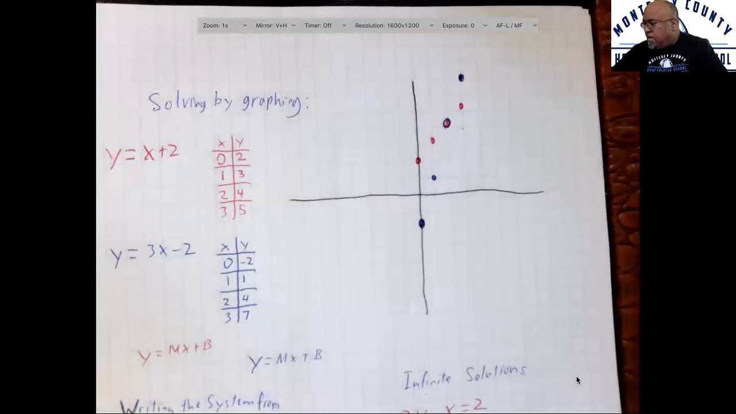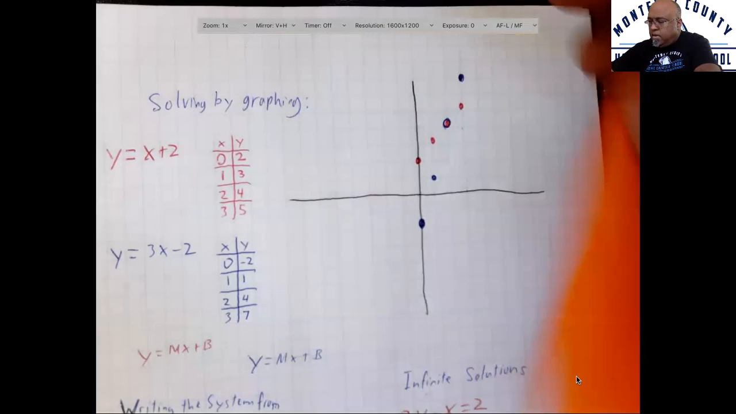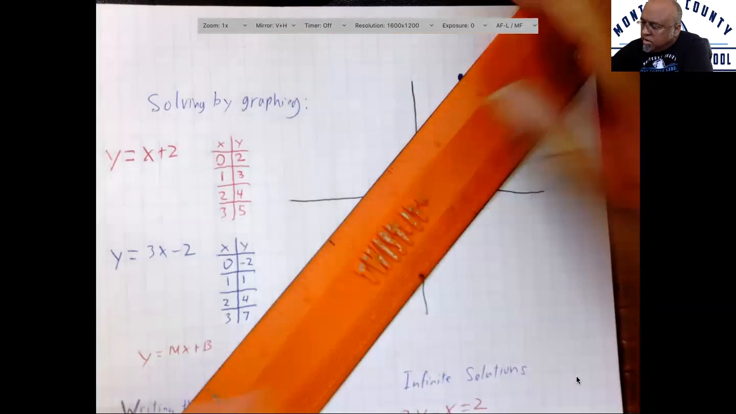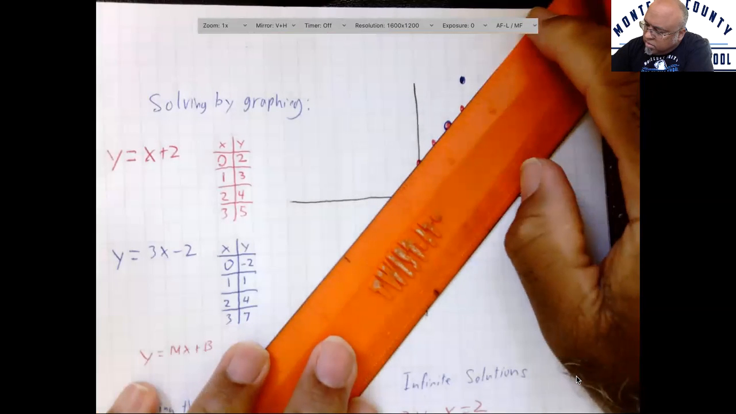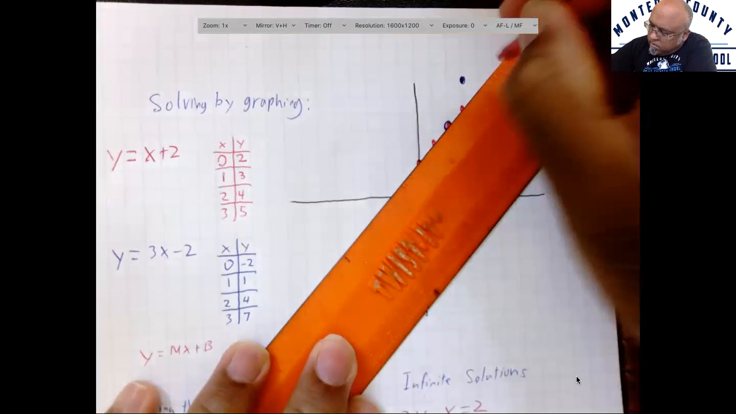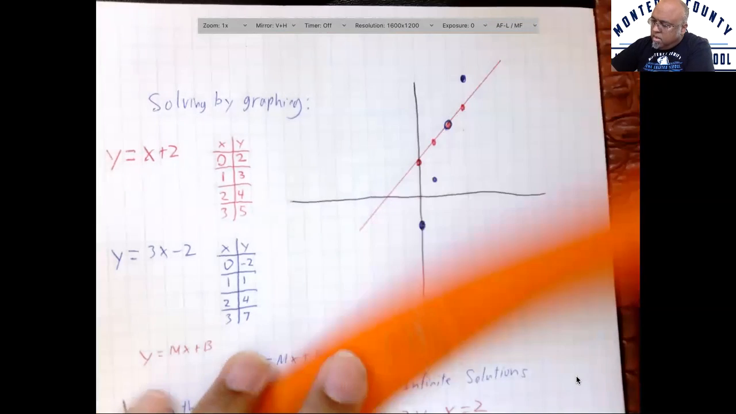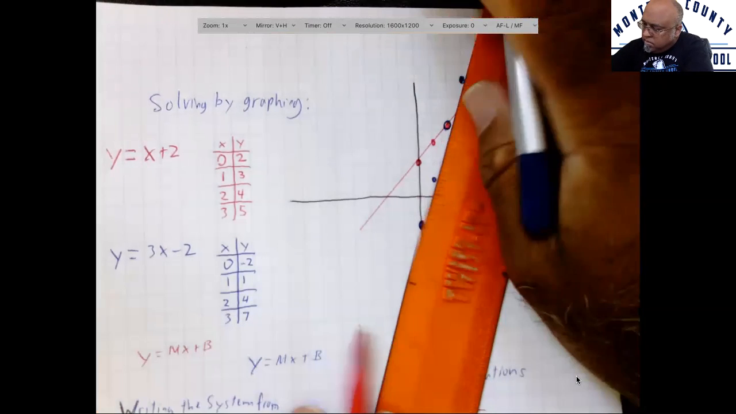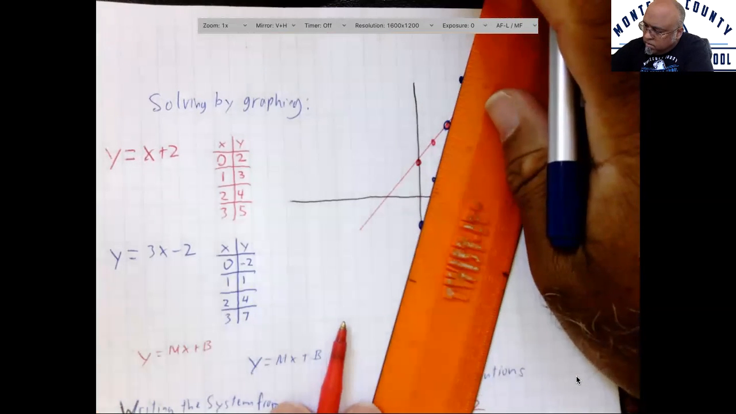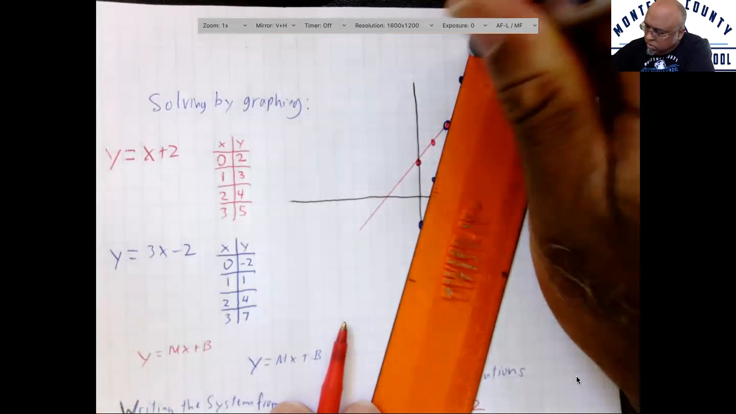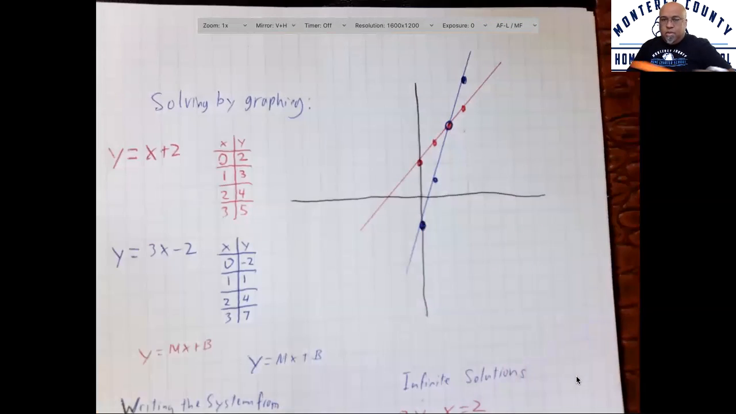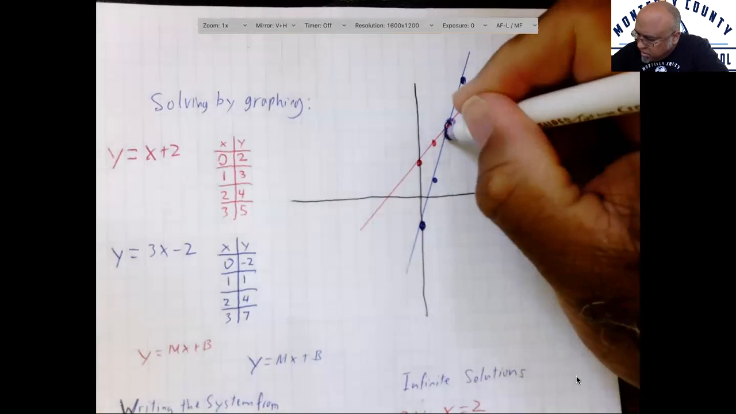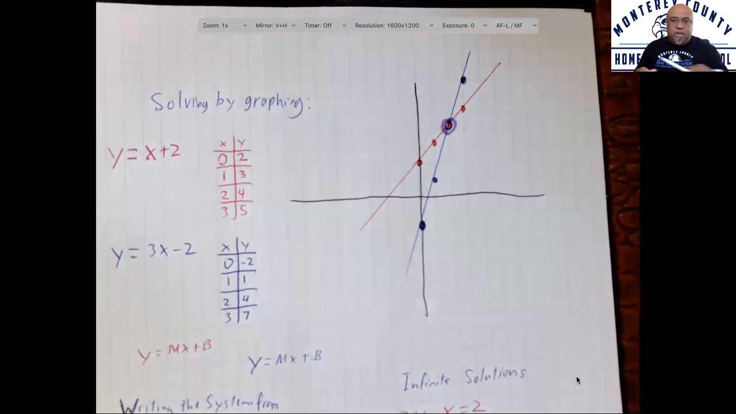Okay, and now you can see with a straight edge how the lines go. So I'm going to go ahead and connect my points for the red line here. And I'll connect my points for the blue line. And just for fun, I'm going to mark it purple where they meet because red and blue make purple.